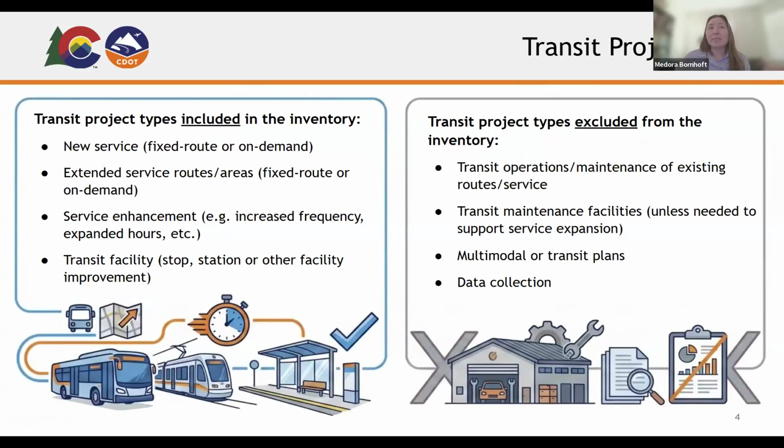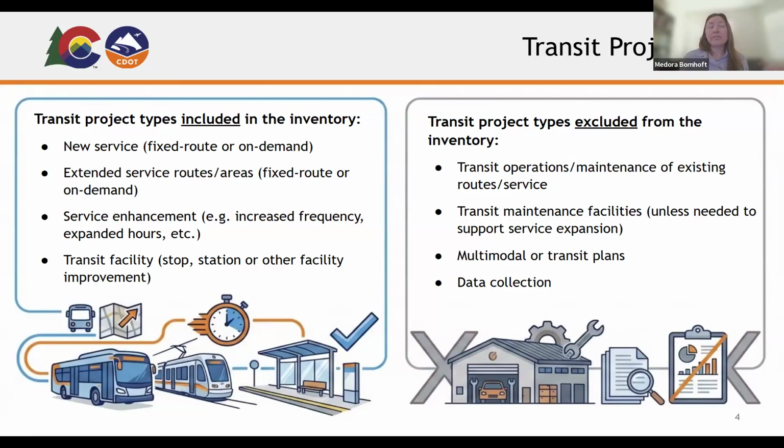So as we've talked about, the inventory is really focused on expanding access, filling the gaps and identifying where there are gaps in these systems and providing more mode choice. So to that end, the inventory is focused on expansion projects. So within the transit category, there are certain types of projects that can be included in the inventory and other kinds that we're not looking to include.